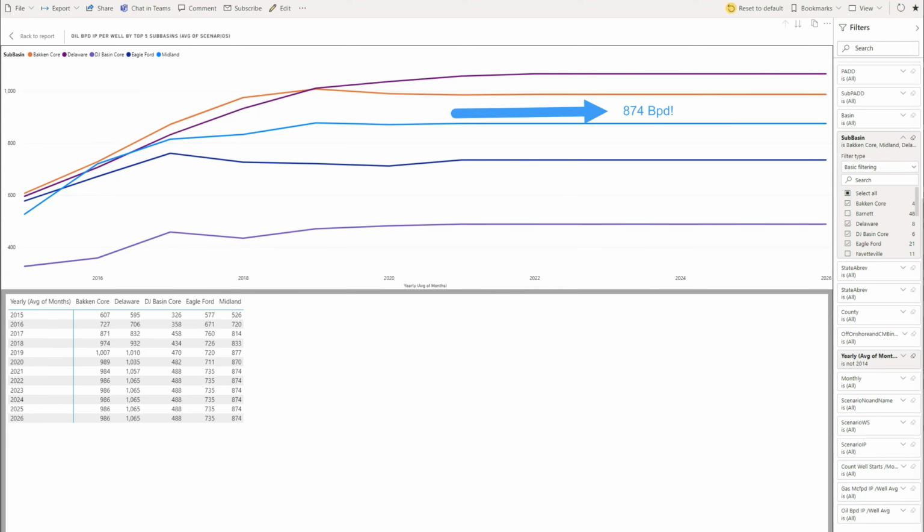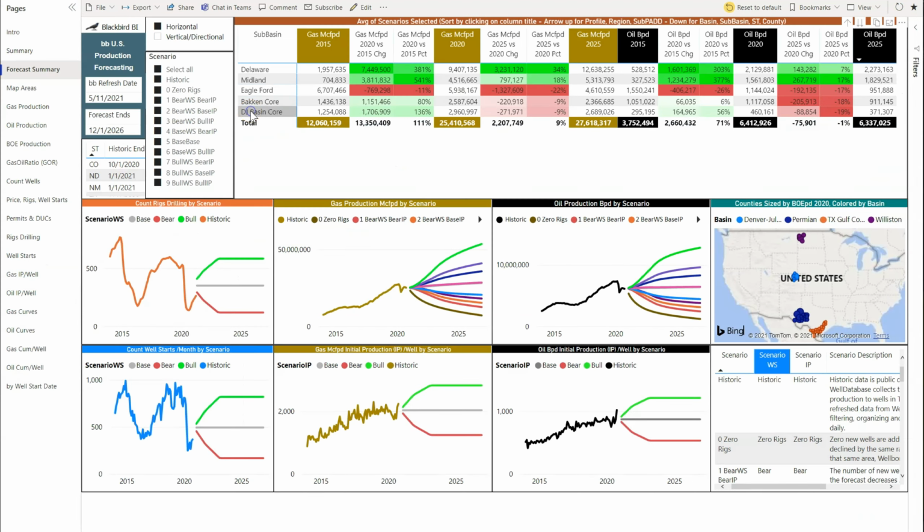Midland's IP rates are 874 barrels per day in our forecast. Those are huge wells and the very reason this area is getting so much attention. But now we know that Bakken and Delaware wells are even bigger. We'll finish on this forecast summary page.